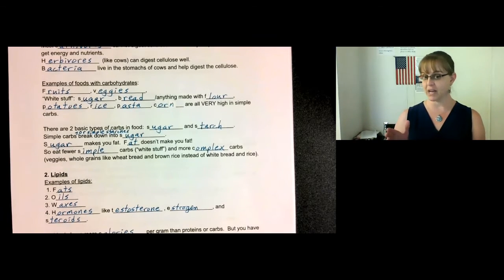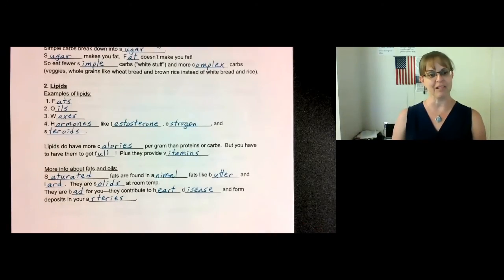So there's two basic kinds of carbs, sugar and starch. And there's simple starches, which break down into sugar. And then there's complex starches, complex carbs, that take longer to digest and longer to break down that are healthier for you. So it turns out that sugar makes you fat. Fat doesn't make you fat. Isn't that weird? See, that's part of why diets can be so confusing. And we'll learn more about that later.